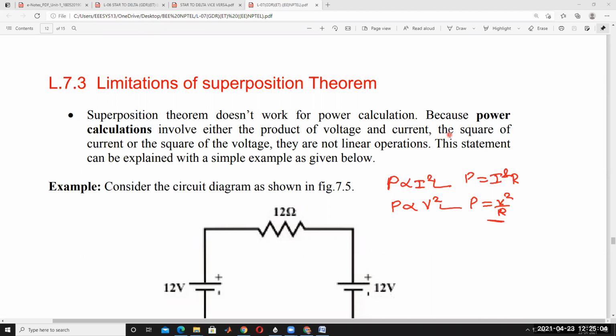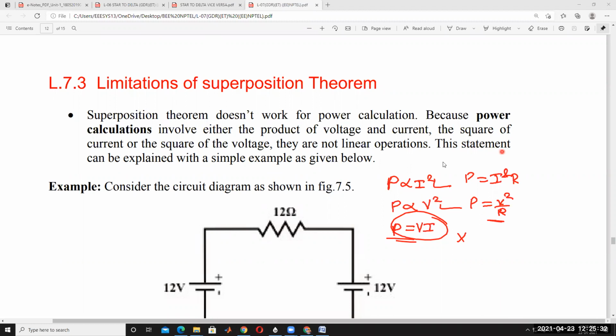Otherwise also, power is the product of voltage and current. Power is equal to V into I. So that's why the superposition theorem is not applicable for power calculations, because power is non-linear, and the square of the current and the square of the voltage are not linear operations. Square is not a linear operation.